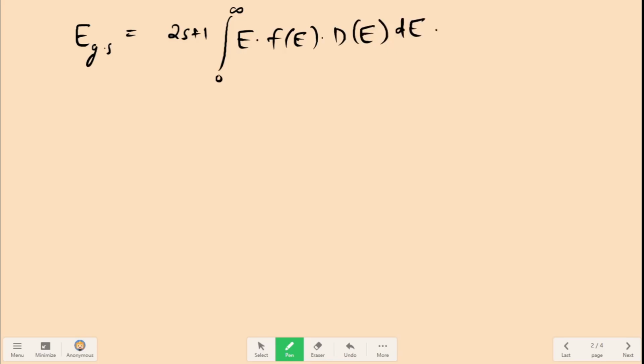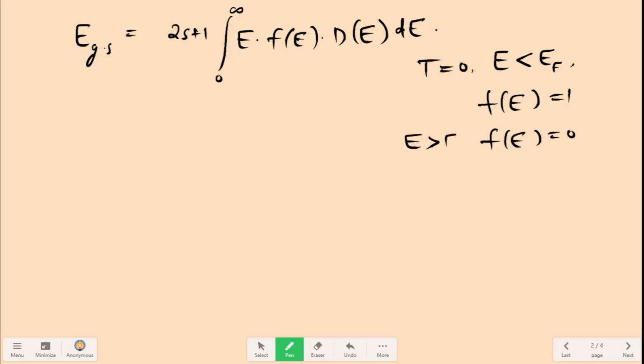In that case, you will start with total ground state energy equal to 2s plus 1 into integral 0 to infinity E times f(E), where f(E) is the distribution function, the probability distribution function. Then you have the density of states, and then dE. And at T equal to 0, which is the ground state, for E less than EF all states are occupied. Therefore f(E) is equal to 1, and f(E) equals 0 for E greater than EF, because no states are occupied.